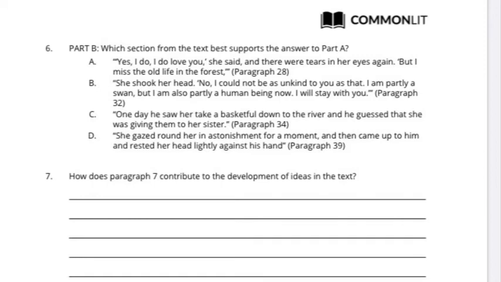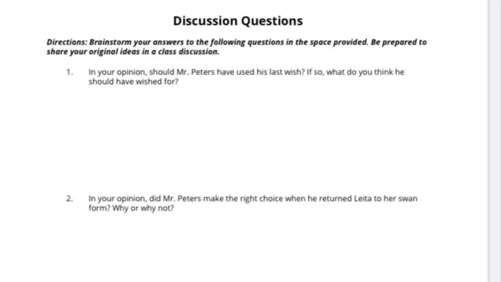So think about that paragraph and think about what the king said would happen and what ended up really happening. And then write your answer to how that paragraph affects the story. Now we have some discussion questions. The directions say to brainstorm your answers to the following questions in the space provided. Be prepared to share your original ideas in a class discussion.